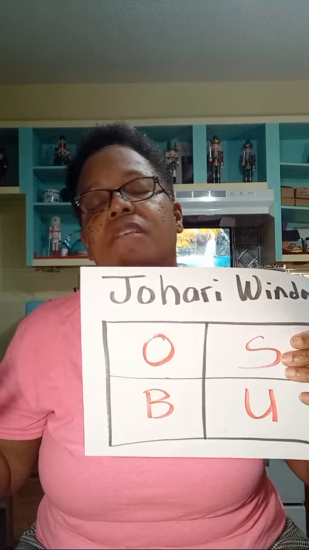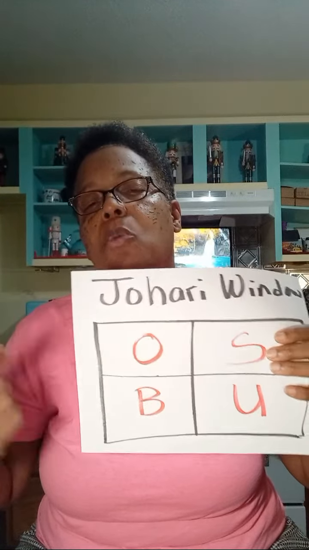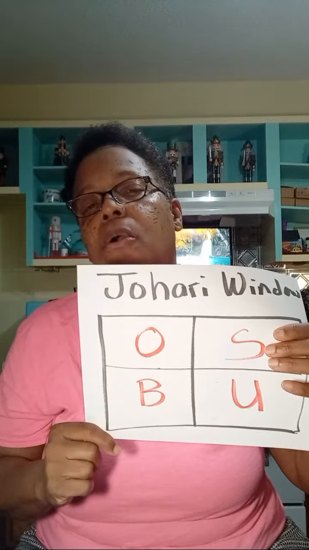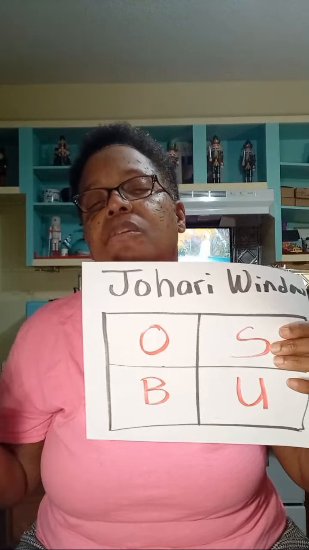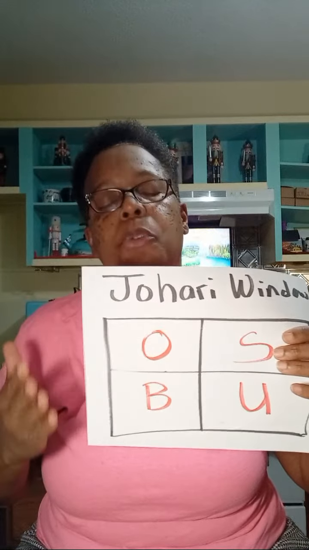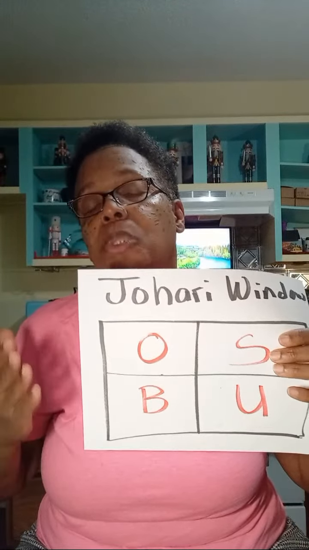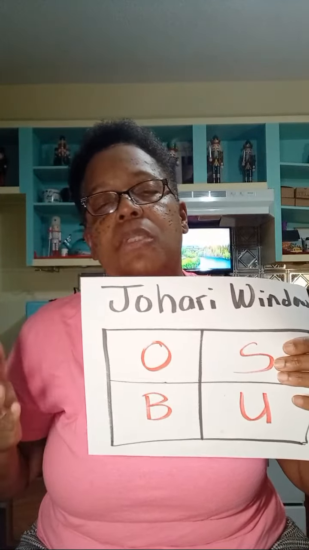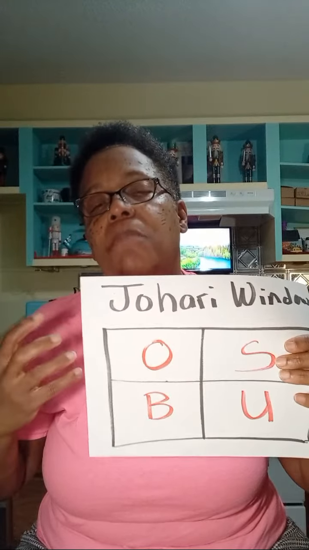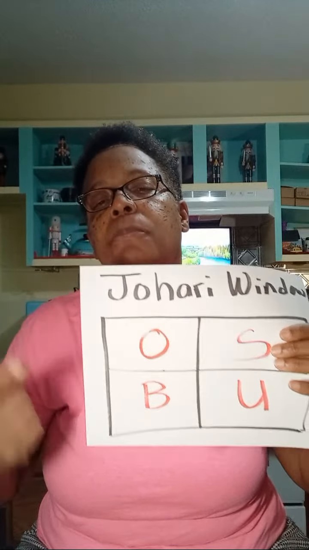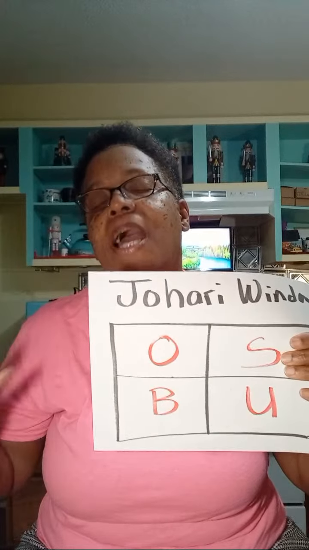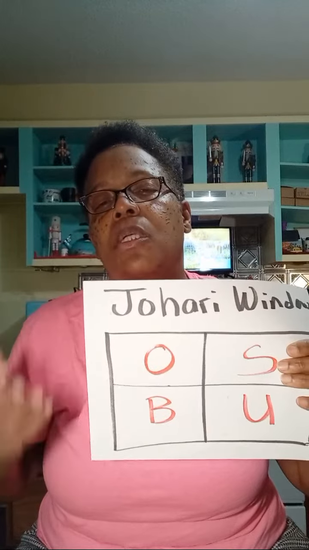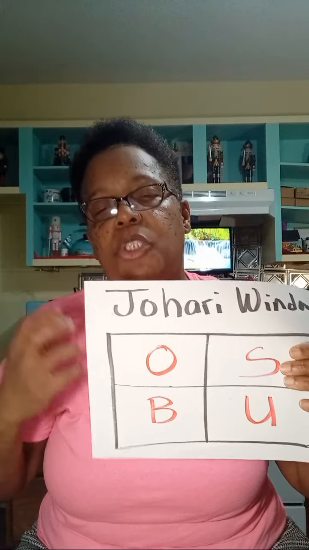If I was to ask the audience to give me some examples of what can qualify to go into the blind area of your Johari Window, some examples can be how a person really feels about you, what they're really thinking. You may be thinking you're a calm, cool, nice, collected person, but in reality, that person may have another perception of you. Perception can go in the blind area of the Johari Window. How you come across, that perception.